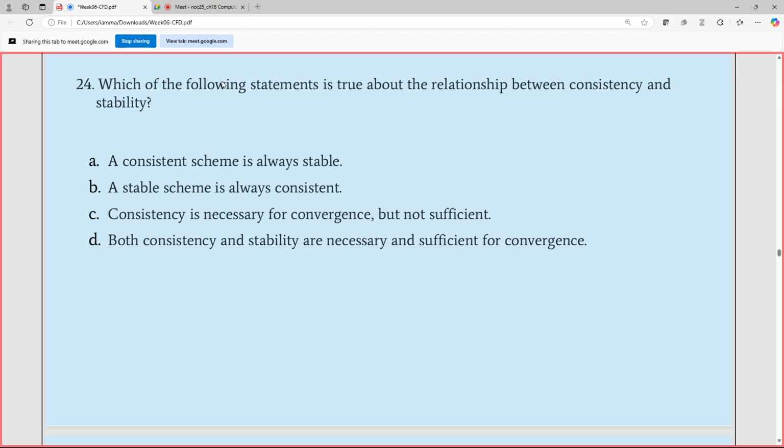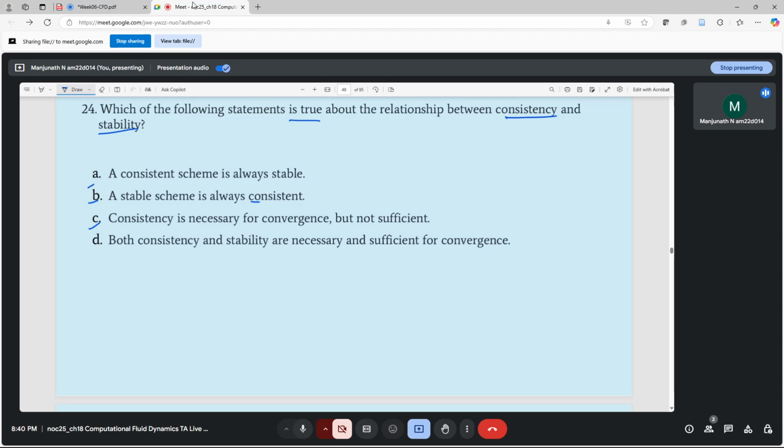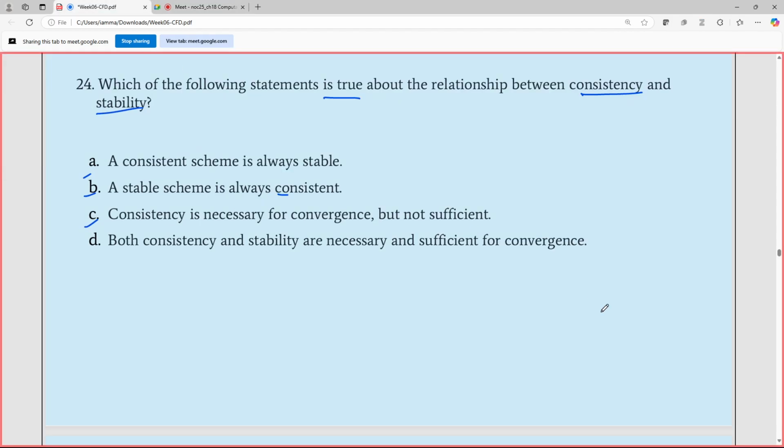Next question. Which of the following statements is true about the relationship between consistency and stability? Options are: option A, a consistent scheme is always stable. Option B, a stable scheme is always consistent. Option C, consistency is necessary for convergence but not sufficient. Option D, both consistency and stability are necessary and sufficient for convergence.